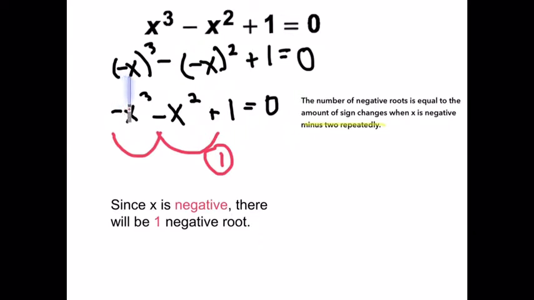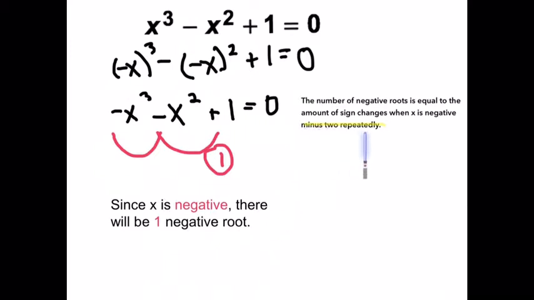So negative x cubed we know is going to be negative x cubed. Negative x squared will be positive x squared, but since there's a negative sign, it will still be negative x squared. And then plus 1 equals 0. So now we're going to count the sign changes. Negative to negative, no sign change. Negative to positive, 1 sign change. So since x is negative, there will be 1 negative root.